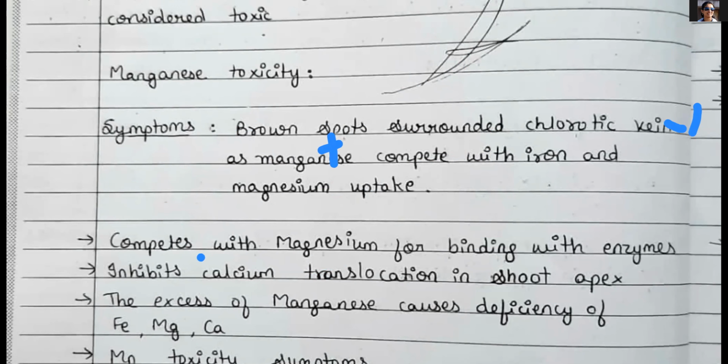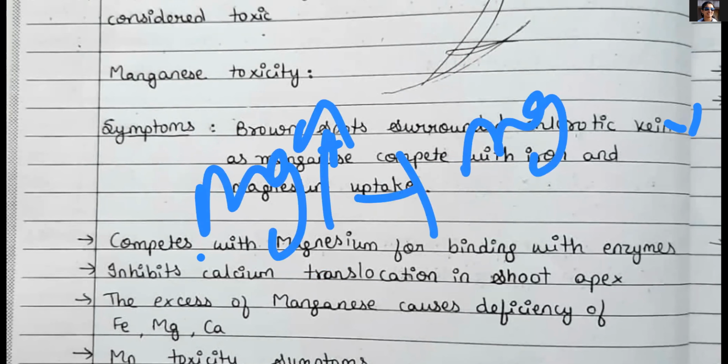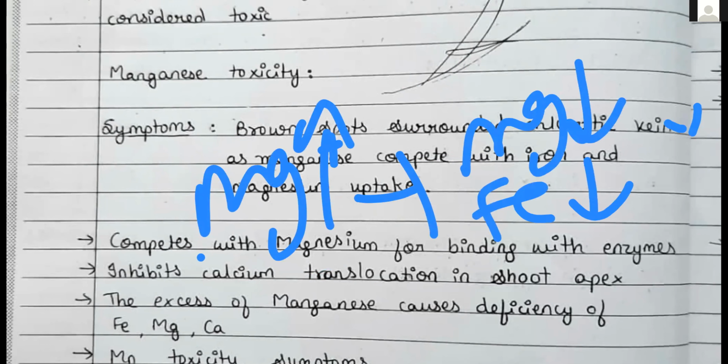So due to the manganese toxicity, we have already discussed that the magnesium level is low and the iron level decreases, because it affects the uptake of these two elements, magnesium and iron. Manganese even inhibits the calcium translocation in the shoot. Calcium now cannot move to the shoot region: stem, branch, flower, fruit, leaves, like that.